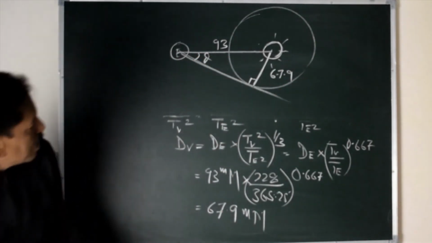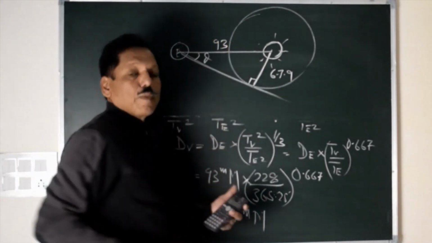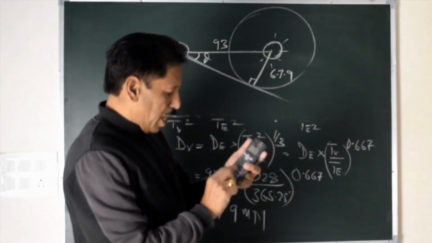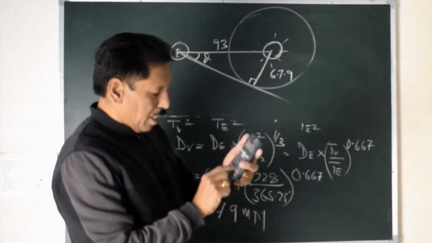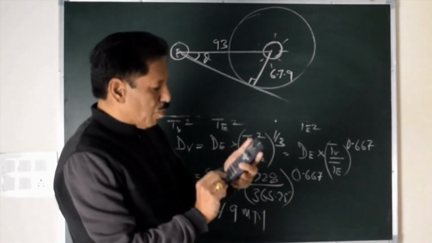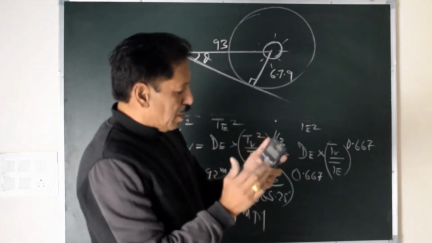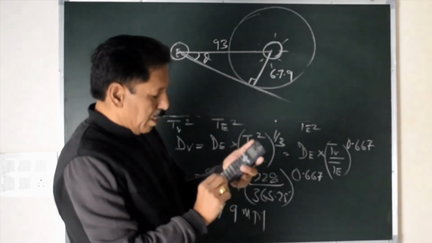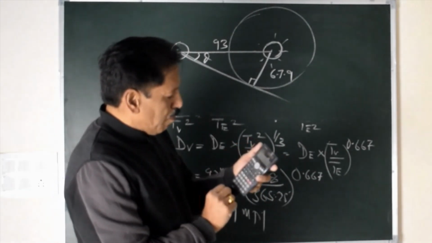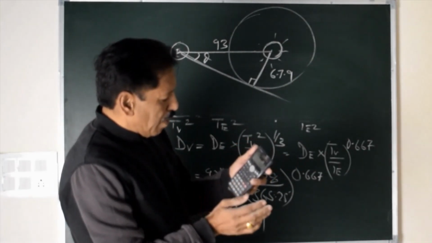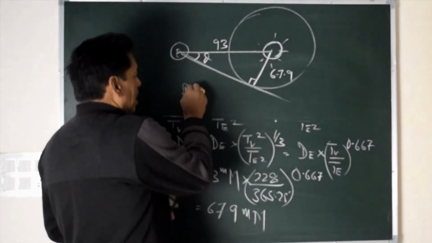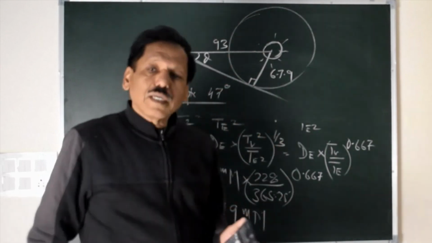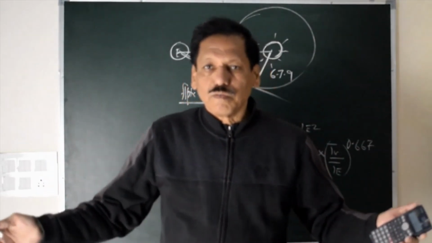Opposite upon hypotenuse is sine theta, so 67.9 divided by 93 gives me a figure of 0.73 something, inverse sine. That gives me 46.895. Approximately 47 degrees can be considered as the maximum elongation of Venus.